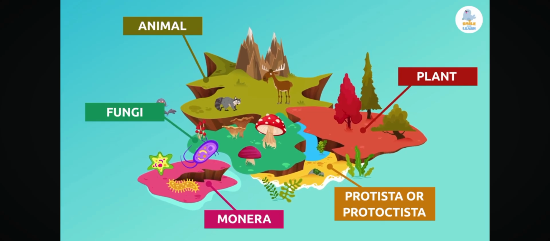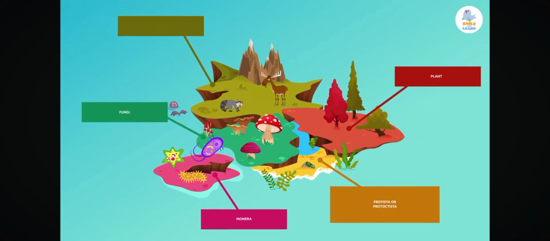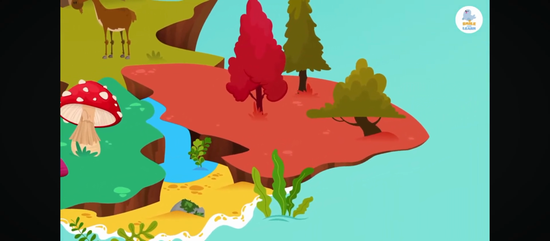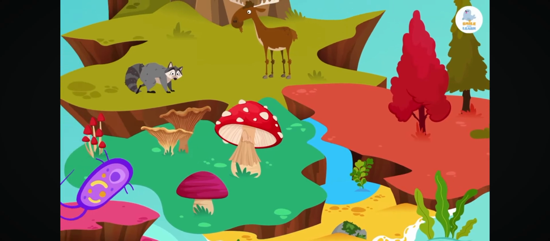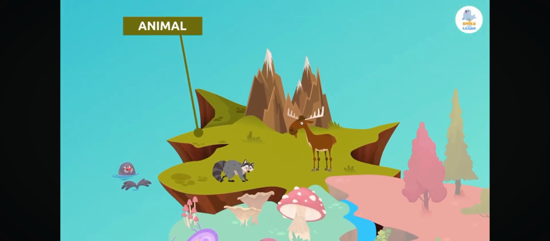We divide them in this way because the living things in each kingdom have common characteristics, and they're significantly different from the living things in other kingdoms. Let's take a closer look. The animal kingdom.